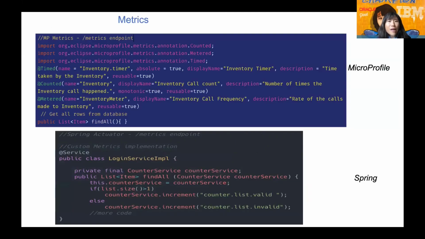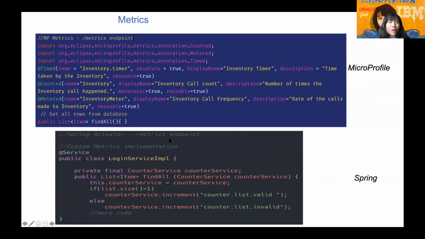So the next thing is the metrics. For metrics, in MicroProfile, we use MicroProfile Metrics. It directly adopts Dropwizard, and also creates some annotations: timed, counted, metered, simply timed, and etc. So you can directly put an annotation against some operation. In Spring, you use Spring Actuator.